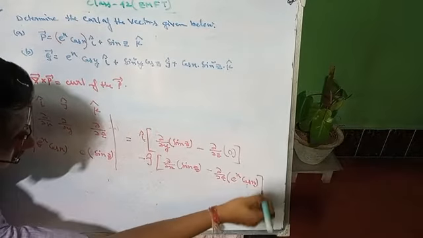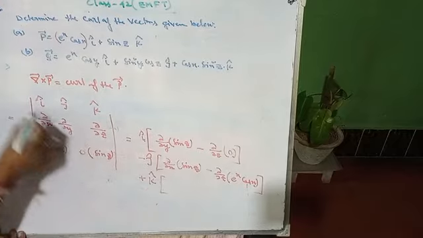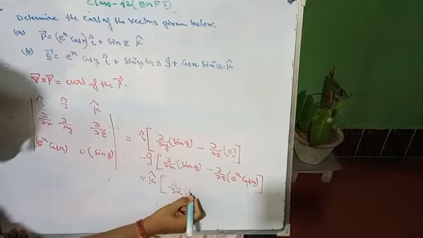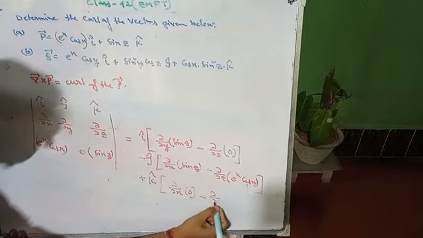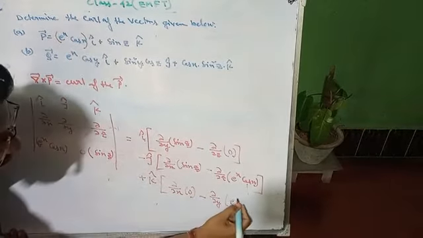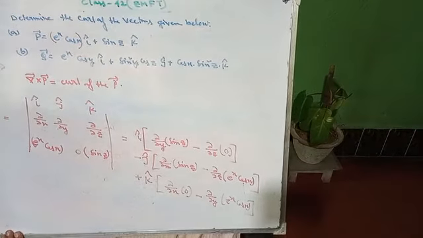And plus k vector multiplied with this column and this row eliminated: del x of 0 minus del y of e to the power x cos x.